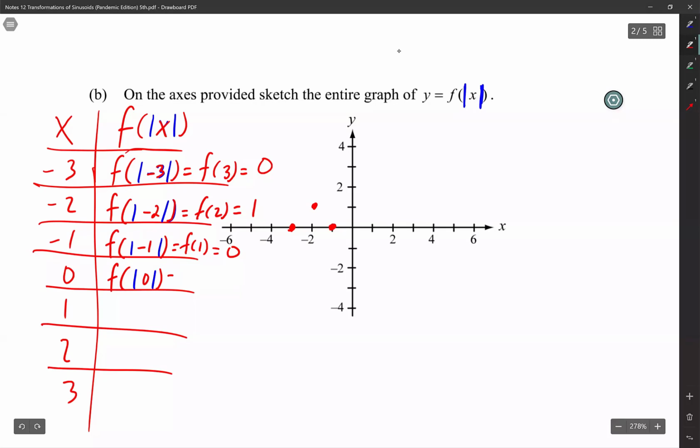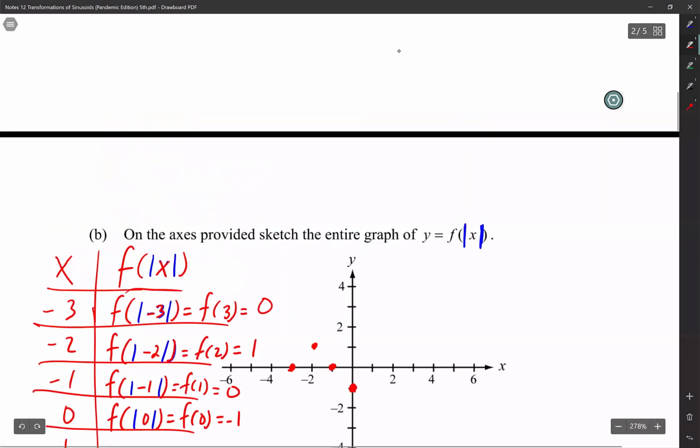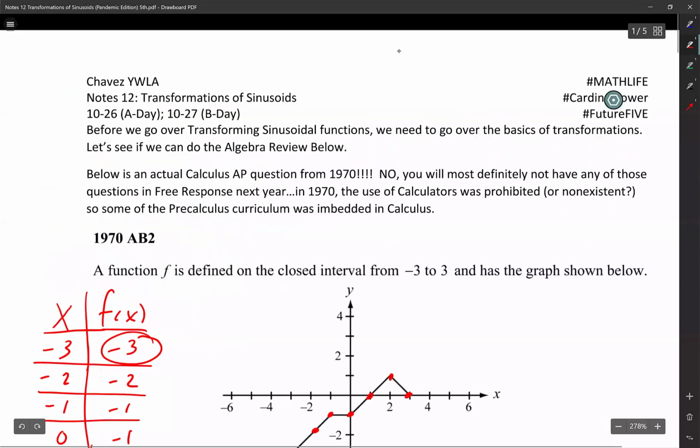I guess some can make the case, why even bother? Just call it f of 0. You're right. F of 0 was -1. So 0, -1, point. All I'm doing, guys, is getting it from the original. I can see 0 is -1.